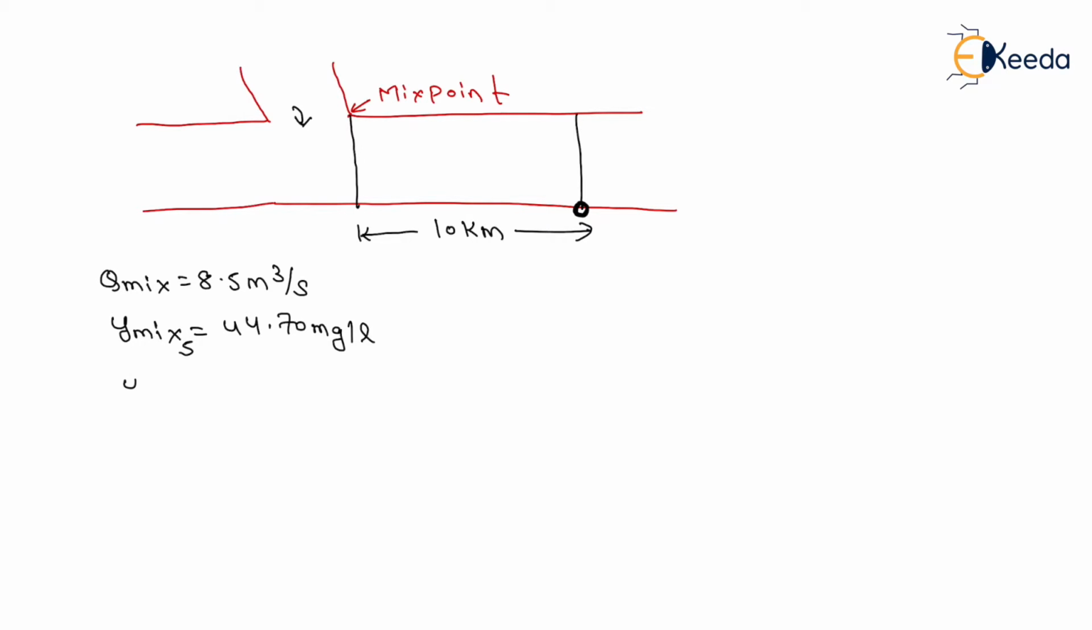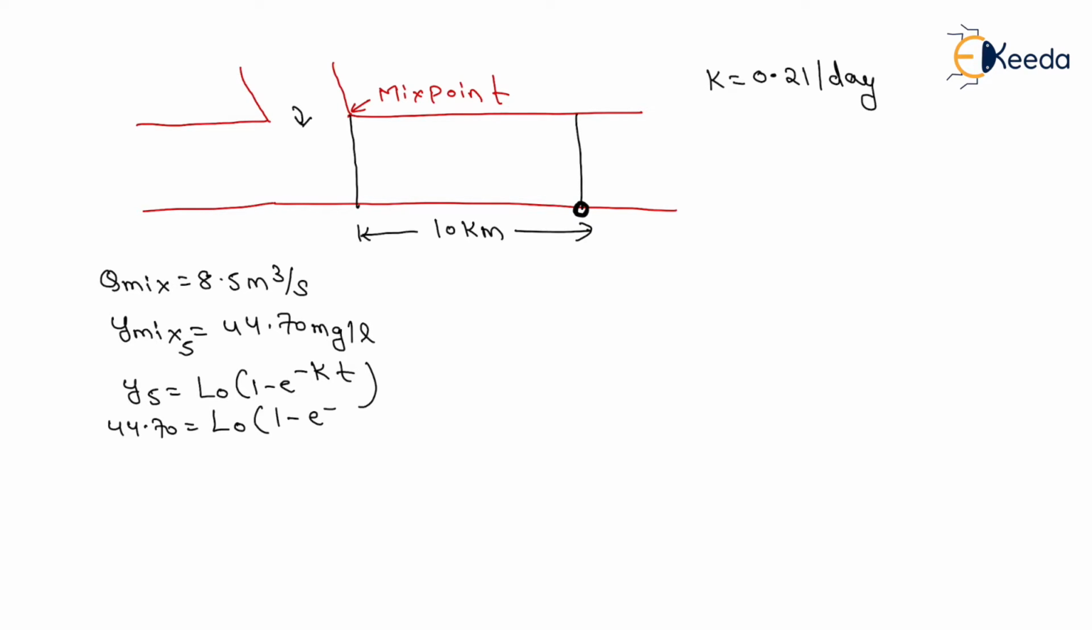Definitely, Y5 will be equal to L naught times 1 minus e to the power minus kt. The value of k is also given in the question, which is 0.21 per day. So we write here 5 days BOD equals 44.70, and we need to calculate the value of L naught: 1 minus e to the power minus 0.21 times t, where t is 5 days. From this we can determine L naught, which will be 68.76 milligram per liter. That will be the initial or ultimate BOD.